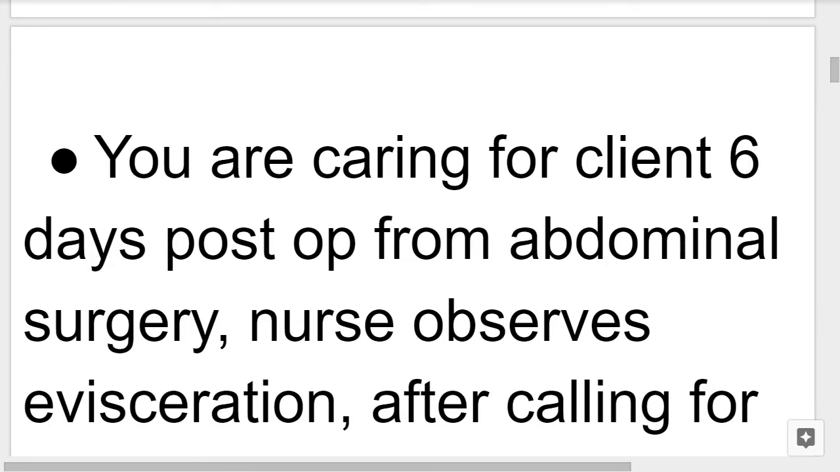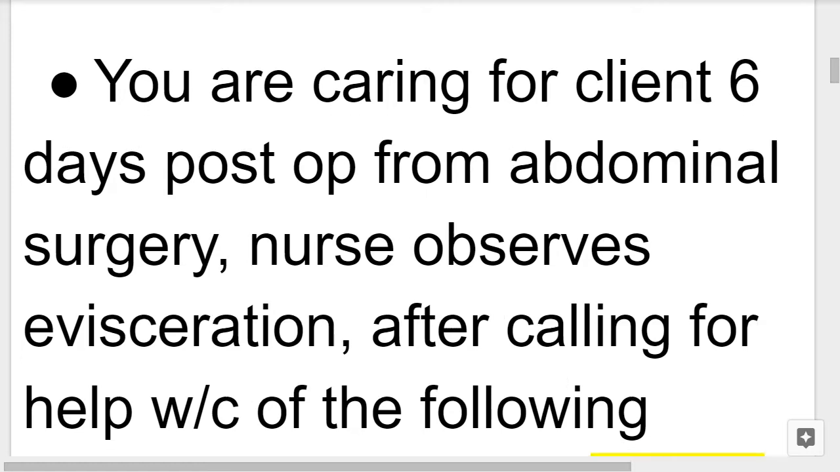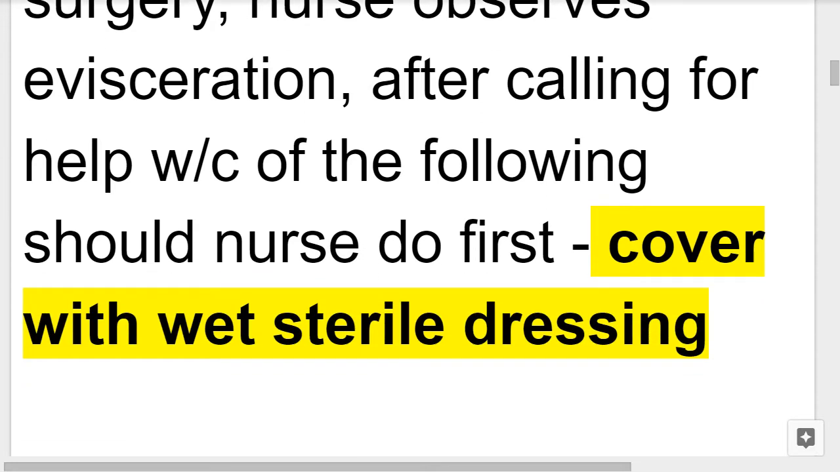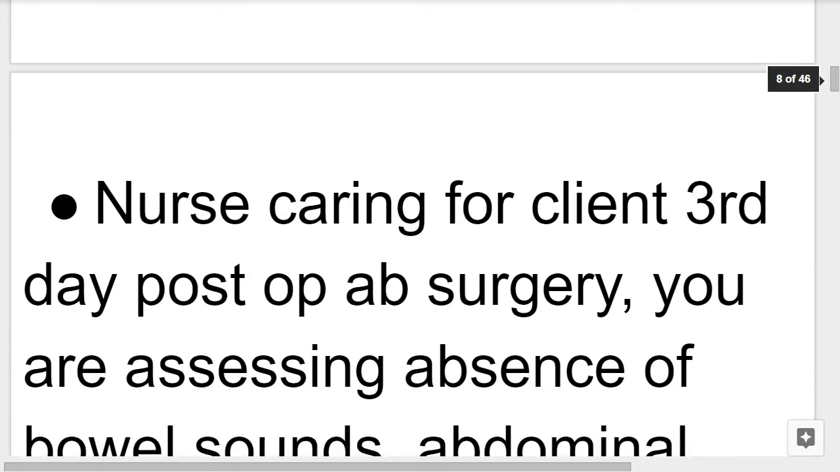You are caring for a client 6 days post-operative from abdominal surgery. The nurse observes evisceration. After calling for help, which of the following should the nurse do first? Cover with wet sterile dressing. The answer is cover with wet sterile dressing.